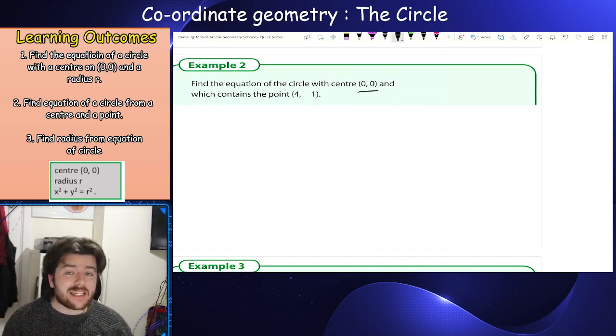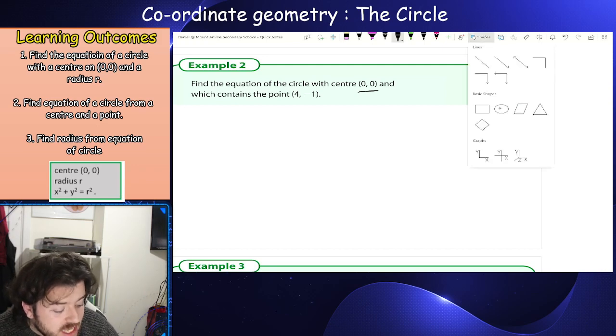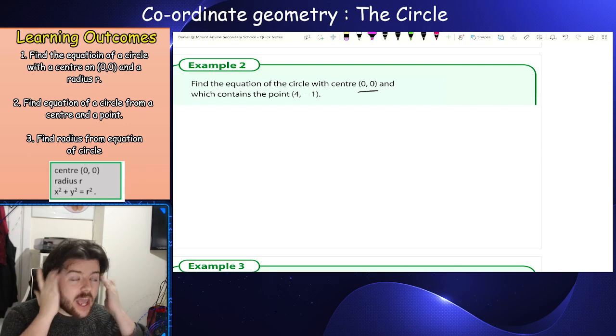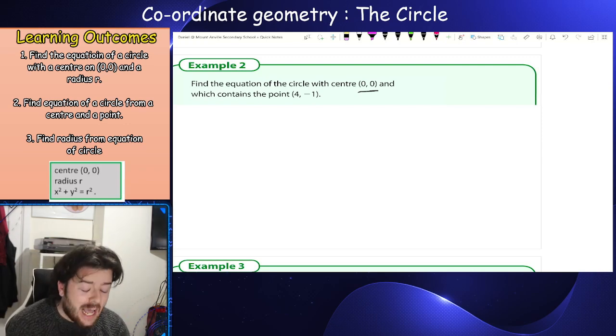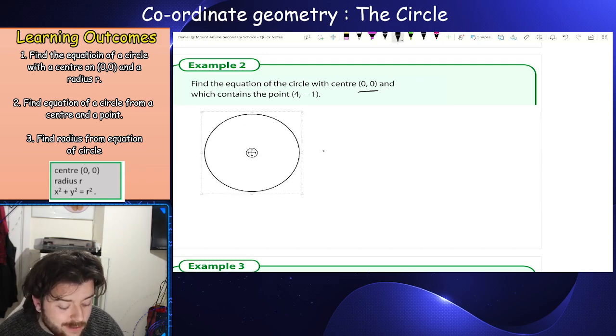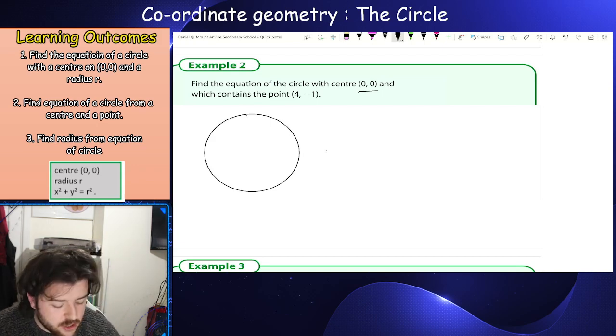And which contains the point (4, -1). So it's always helpful when we're dealing with circles to do a little sketch. Now, unfortunately, in your exam, you cannot draw a perfect circle like me, but an imperfect one will do as well.